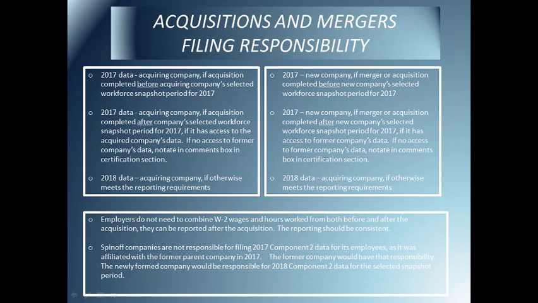Similarly, even if the acquisition occurred after the acquiring company's selected workforce snapshot period for 2017, the acquiring company would be responsible for submitting 2017 Component 2 data if they have access to the acquired company's data. In situations where a company experienced an acquisition or merger and does not have access to the Component 2 data from the acquired or former company, employers should note this in the comments box on the certification page in the Component 2 EEO-1 online filing system.